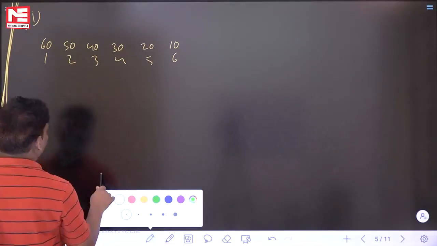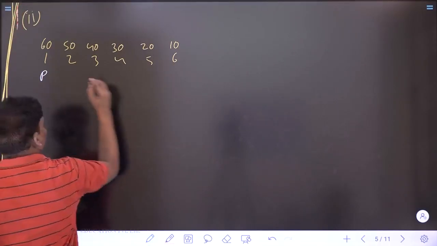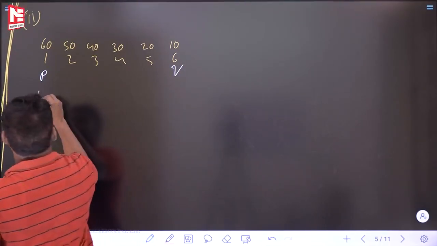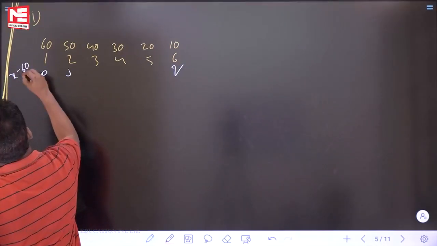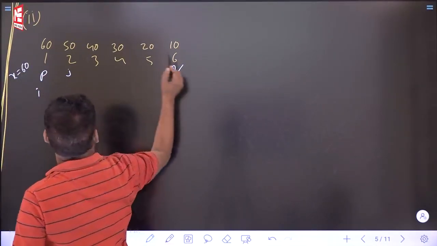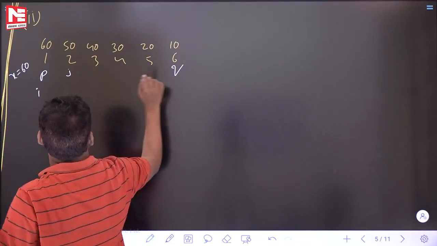Let me do that also. What is the first time? At least you have to do one or two rounds. Let me check. P here, Q here, I, J, pivot element x is equal to 60. That is also okay. Let's start now. I, J. Right? So like this is the current status.